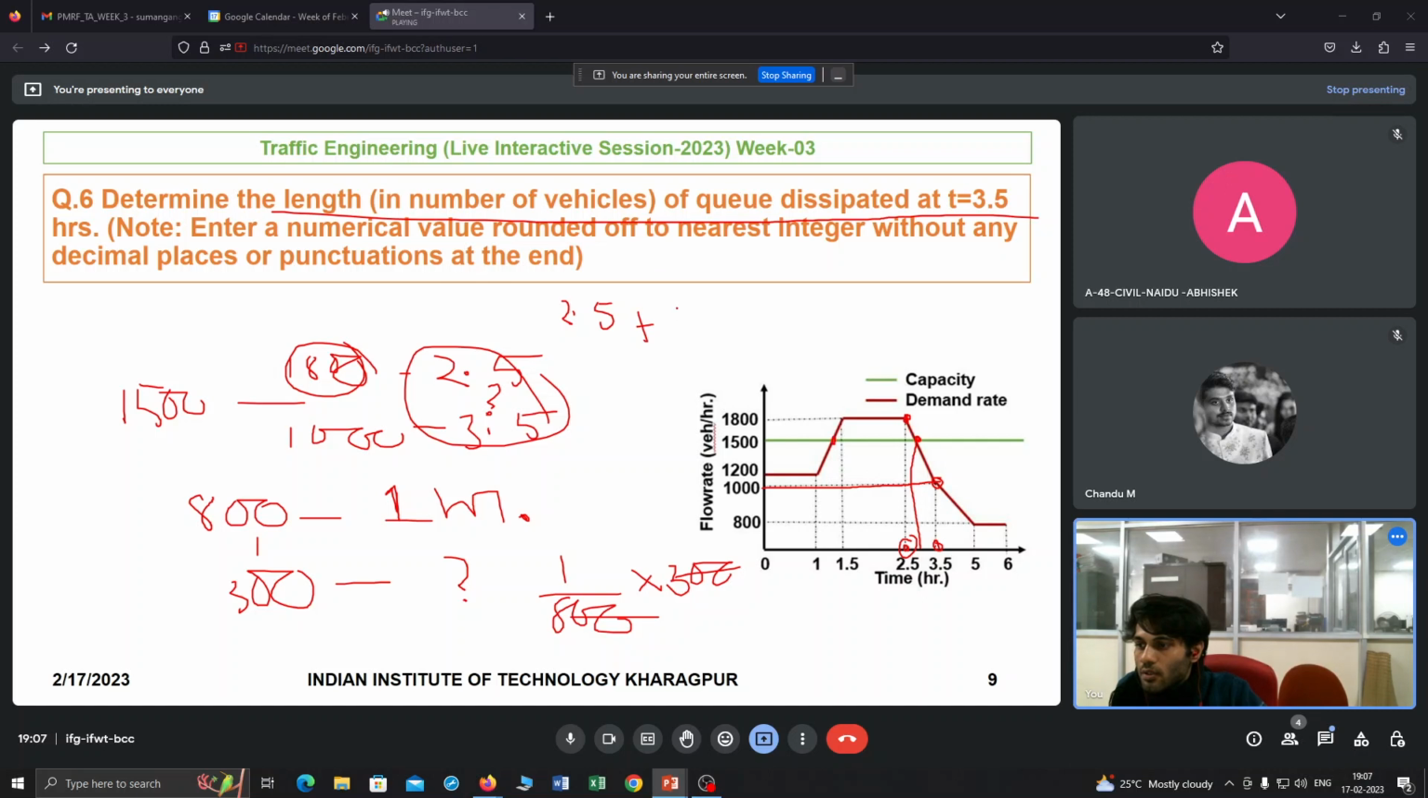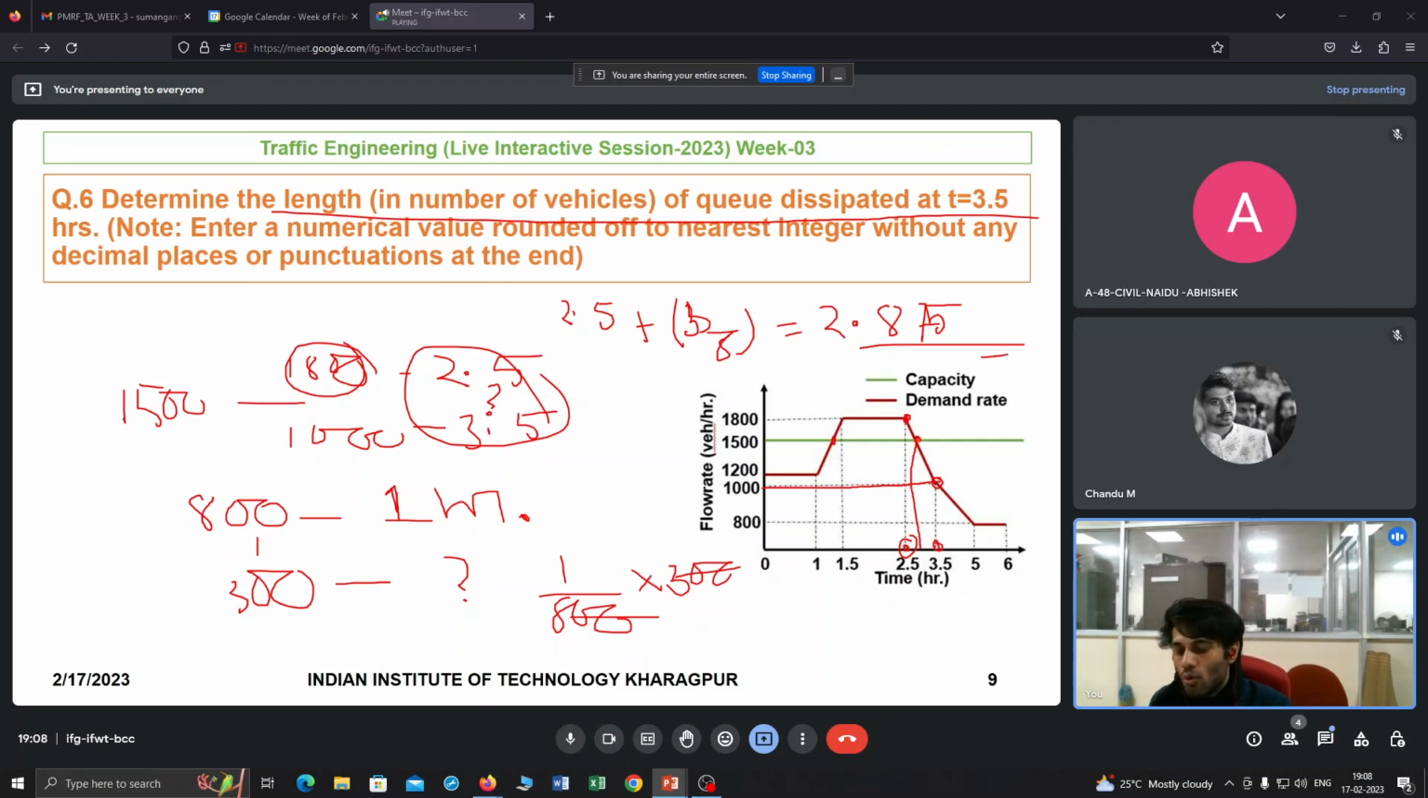So 2.5 plus 3 by 8 is the time at which your demand is equal to capacity. What is 3 by 8? It is 0.375. Then 2.5 plus 0.375 comes out as 2.875. This is the time, and it is logical, because it is between 2.5 and 3.5, somewhere in the middle, 2.875.